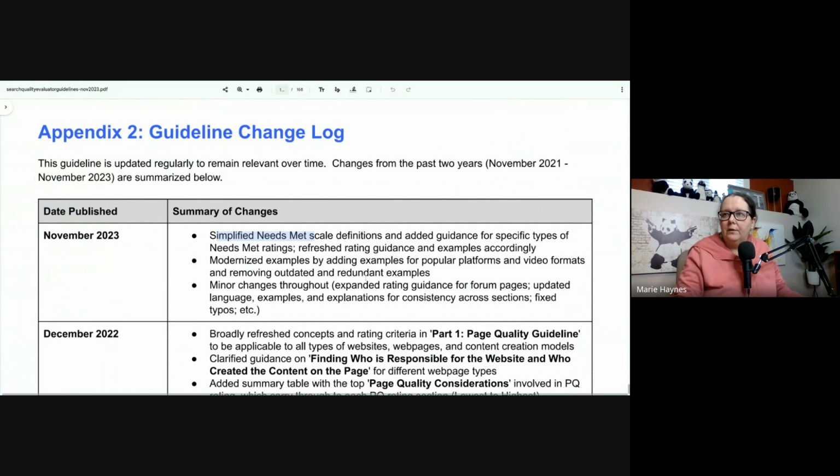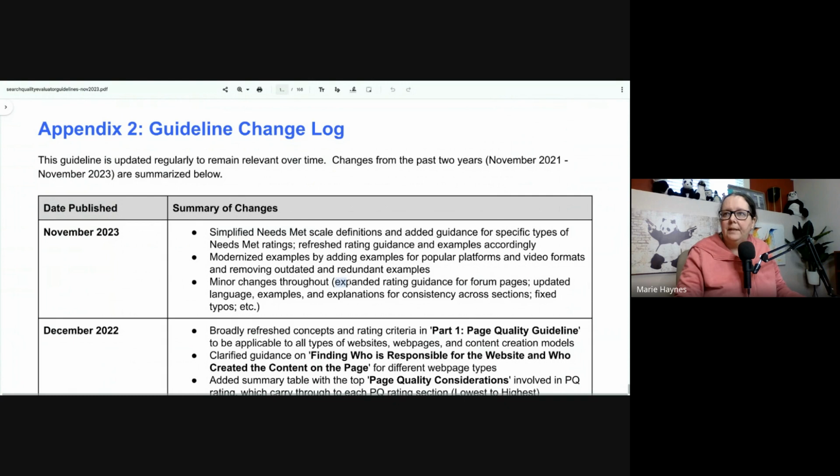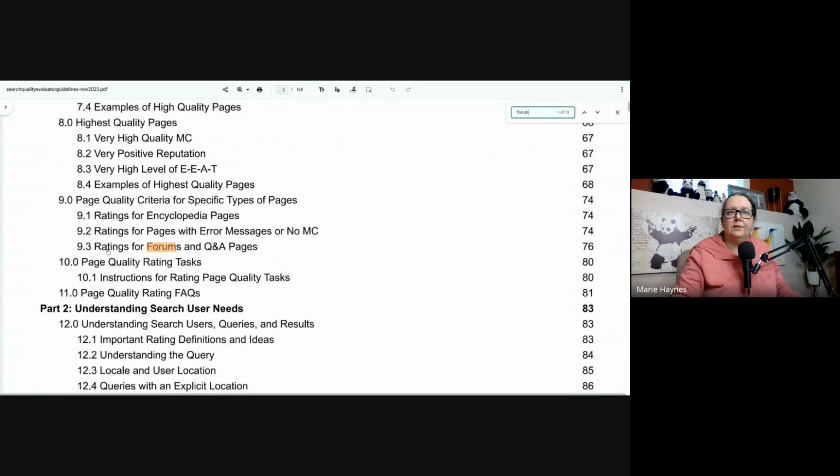I really want to look at this part, expanded rating guidance for forum pages. Updated language examples. Okay, so let's actually look and see what it says. There's a whole section on forums.